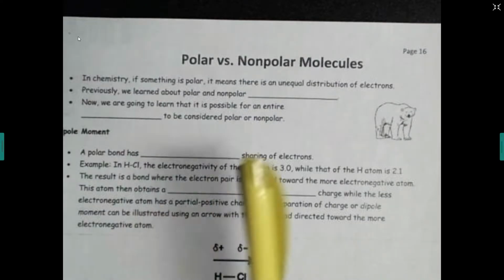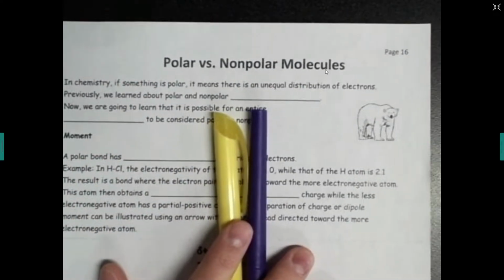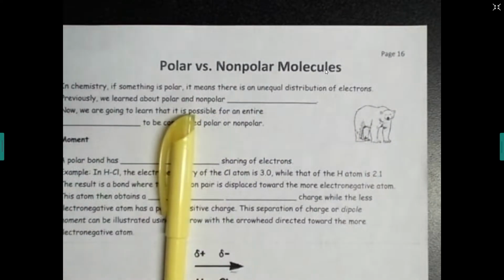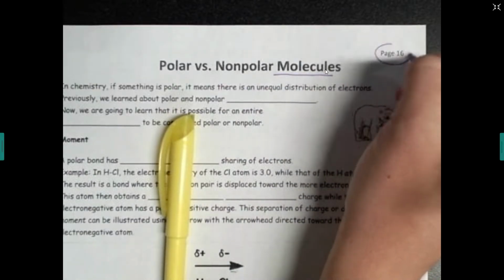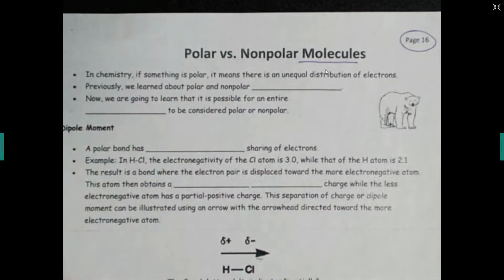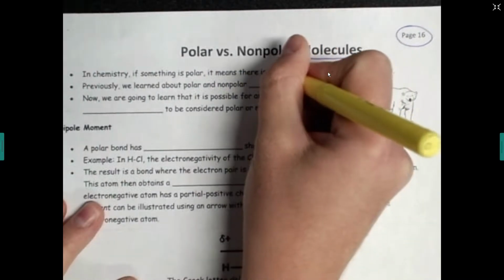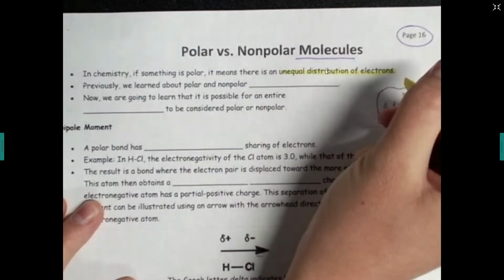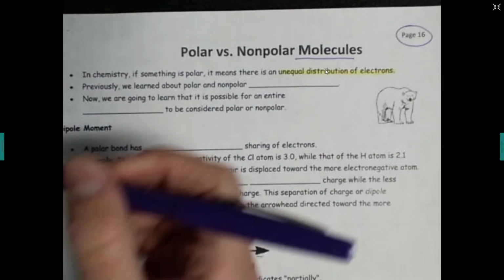Okay, guys, today we're going to go over polar versus nonpolar molecules, not to be confused with polar versus nonpolar bonds. We are on page 16 of our notes, so this is polar and nonpolar molecules. In chemistry, if something is polar, it means that there is an unequal distribution of electrons. We know that a polar bond means that the electrons are heavier on one side than the other.